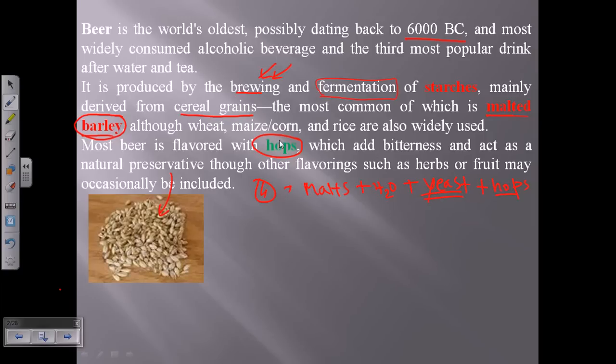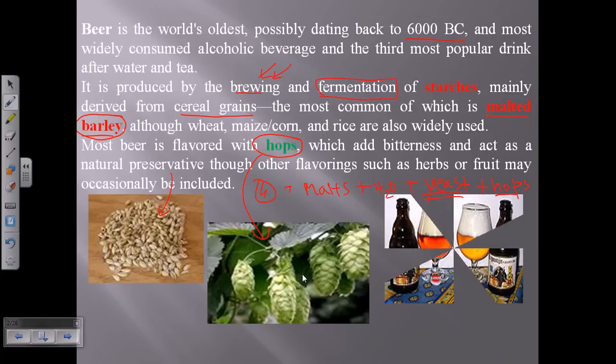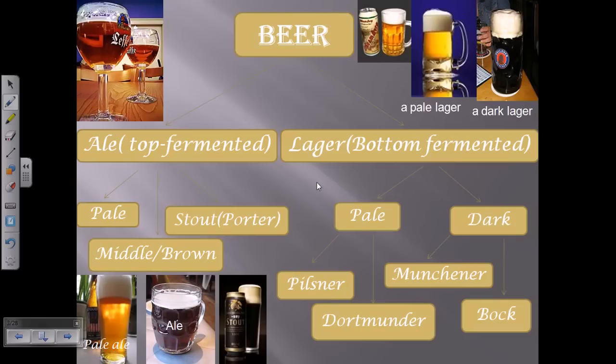Hops is an important ingredient because it provides the characteristic bitterness to the beer, and it is responsible for the flavor. This is a picture of hops. As you can see, it's again a plant material. We can dry the hops, put the dry hops there, and finally we get the beer. We must require yeast here. In the picture we haven't put yeast, but yeast is also required for the process.